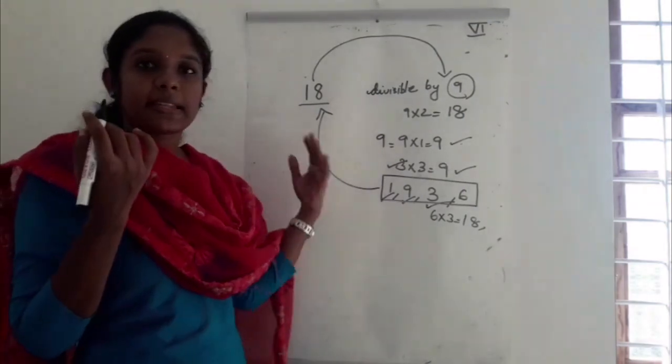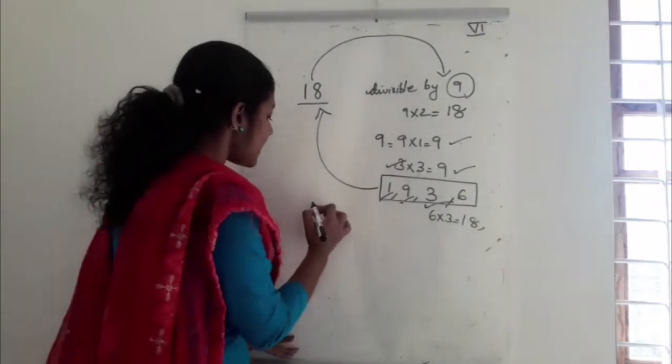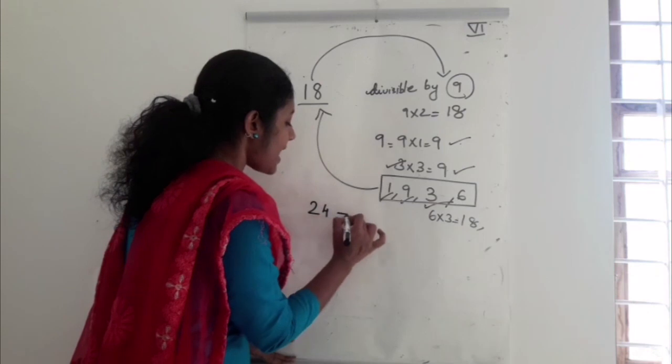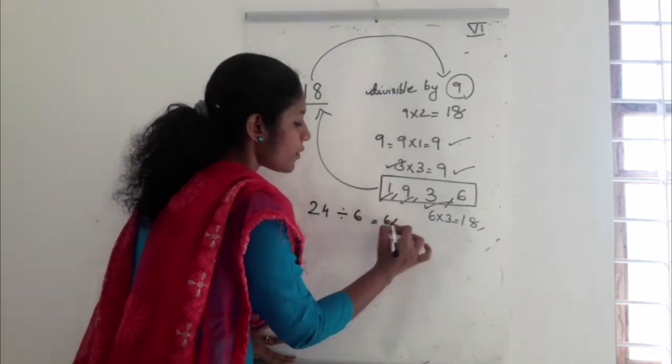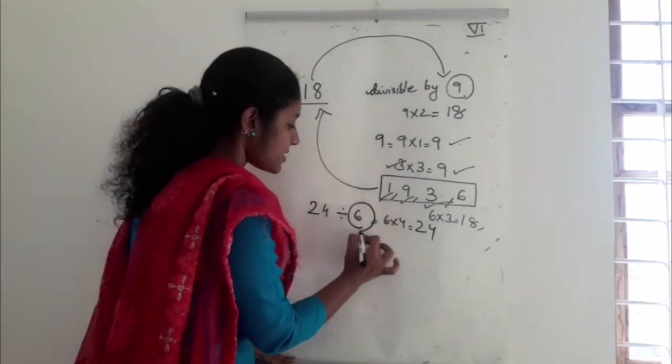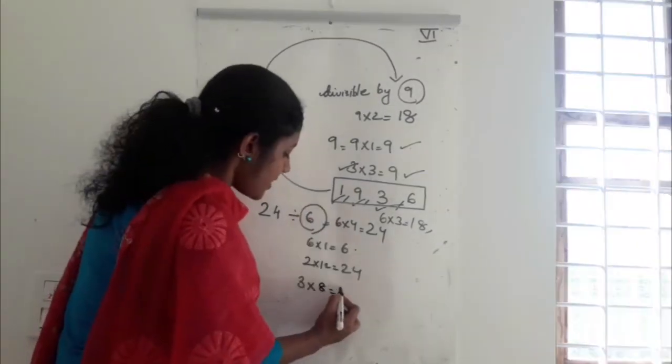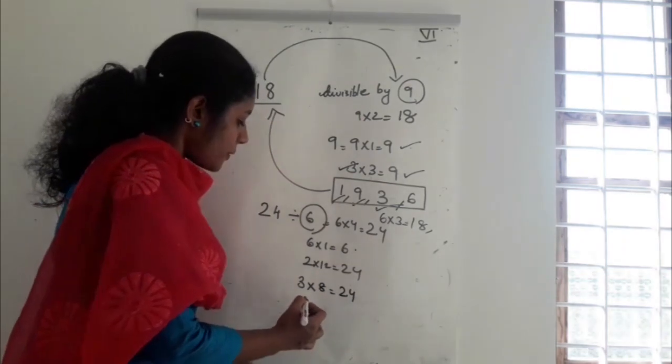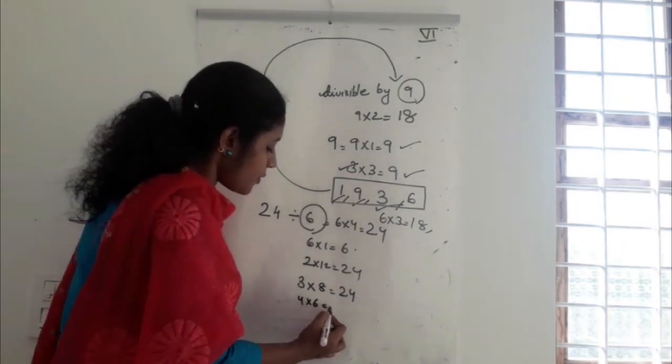You can check with another example also. We will say that 24 is divisible by 6, since 6 into 4 is 24. Then we will check the factors of 6. Factors of 24 are, then 4, 6 fours are 24.